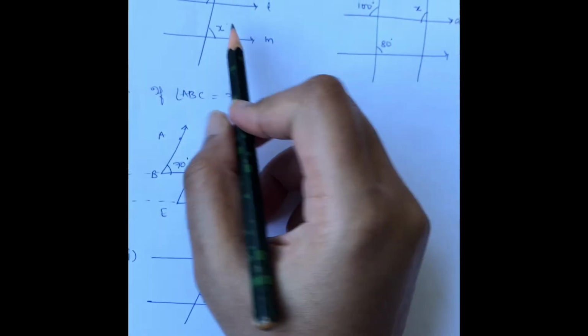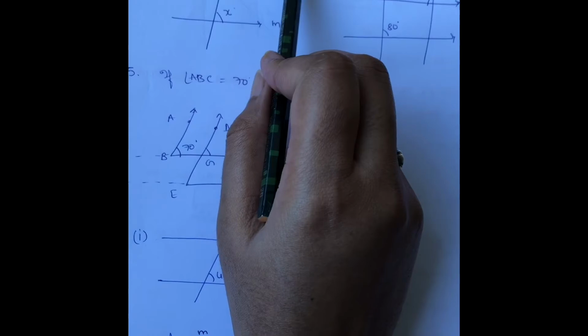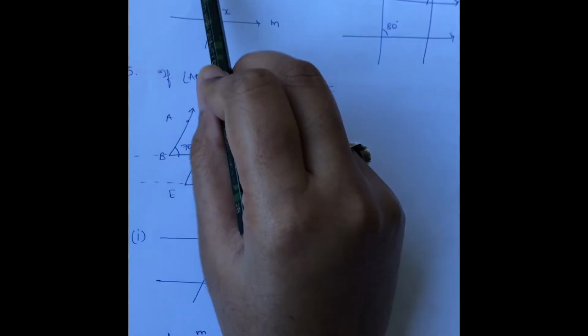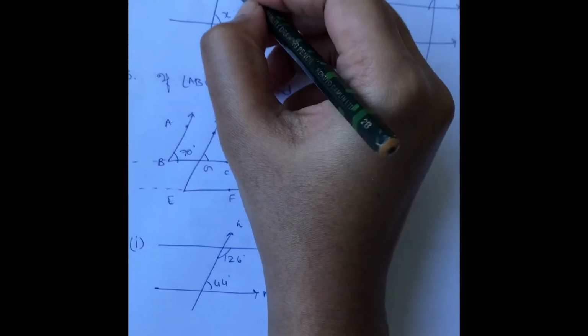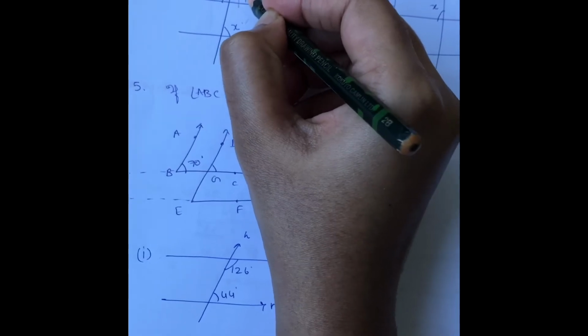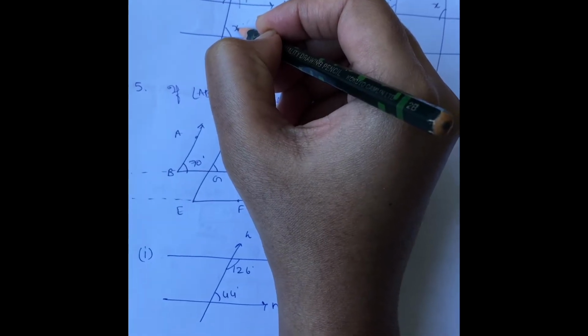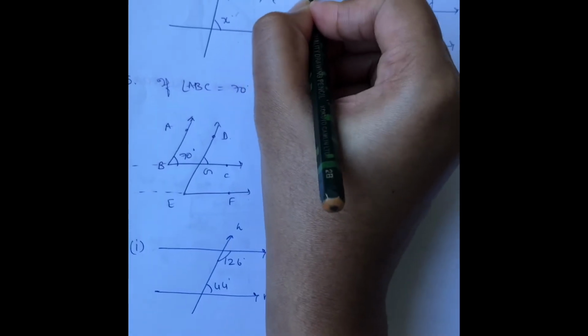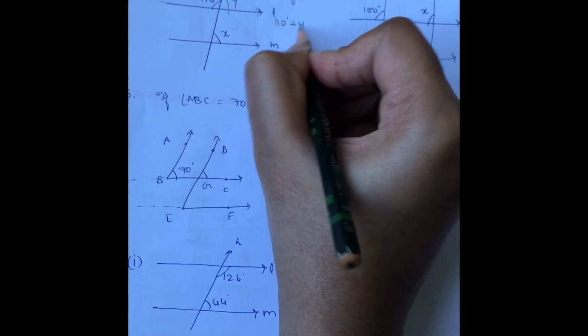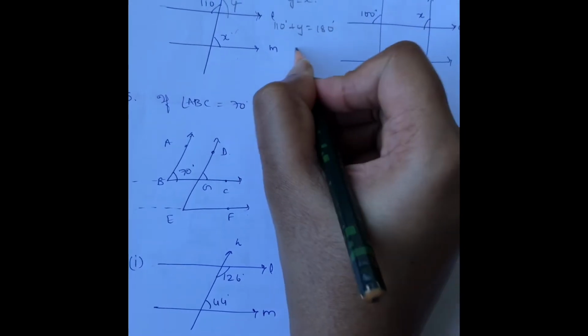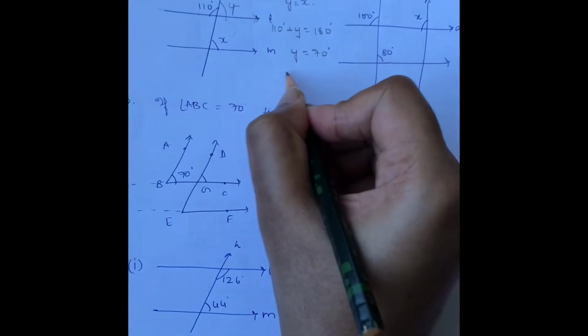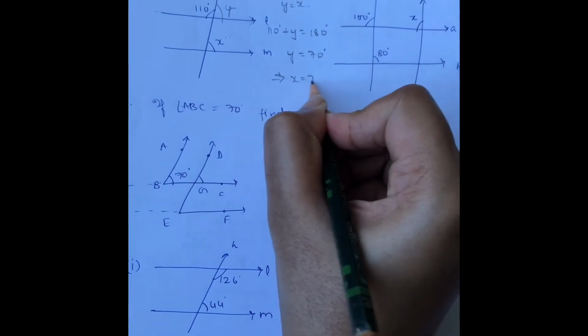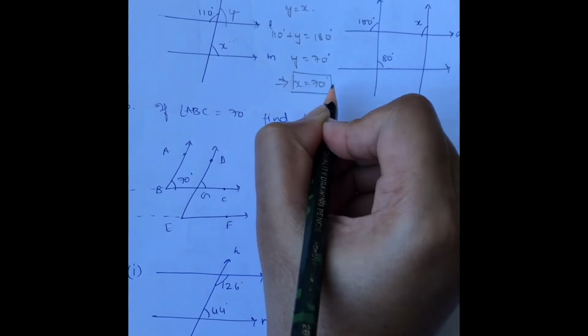Let's move on to some examples and problems. In this case, it's given that L is parallel to M and we have to find X. We know that Y and X are corresponding angles, so Y should be equal to X. But this is a linear pair, so this must be equal to 180 degrees, which means Y is equal to 70 degrees, which means X is equal to 70 degrees.